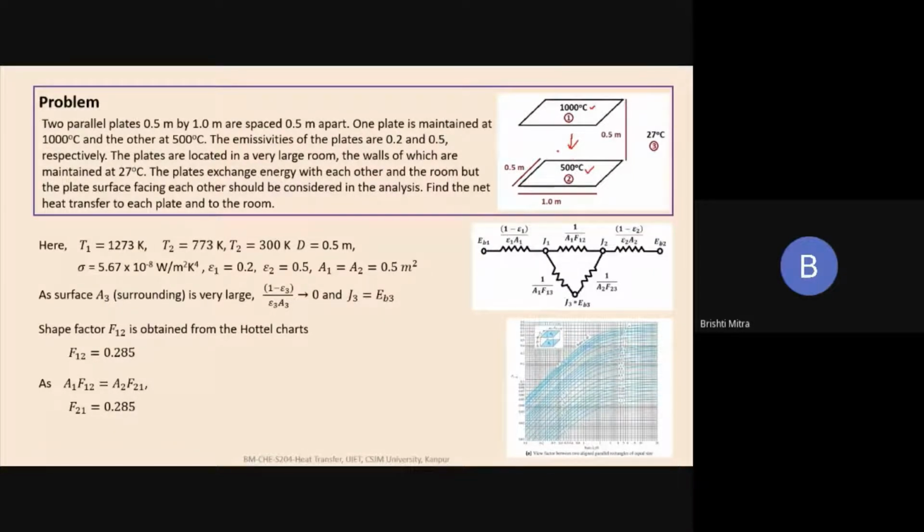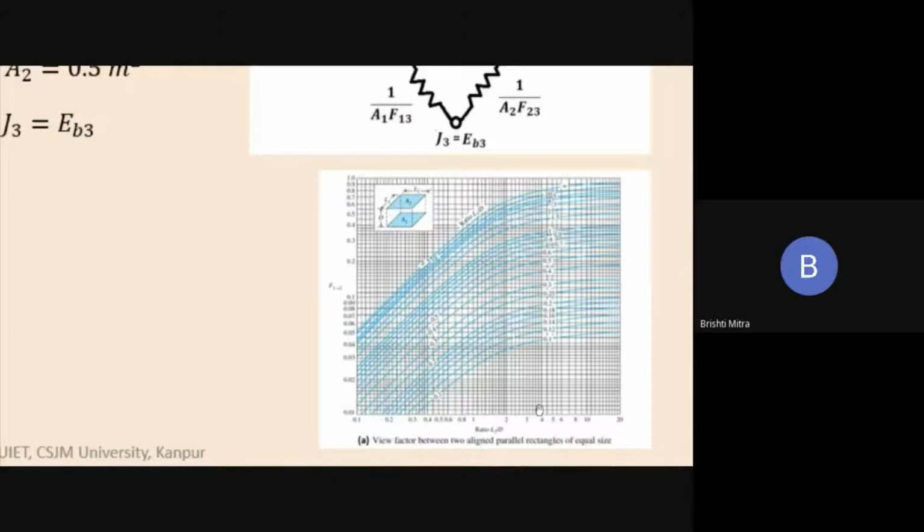Now, if you remember those Hottel charts that we had talked about, the first one had this kind of a figure where we had 2 parallel plates. Let me just increase the size of this slightly more. 2 parallel plates of equal size, where the length of this one was L1 and this was L2 and this is D. Now in our case, L1 is 0.5, L2 is 1 and D is equal to 0.5.